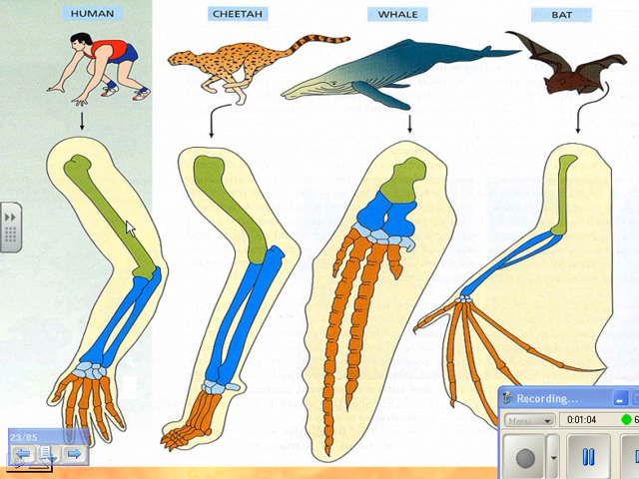Here's the bone, the humerus, and actually every one of them has a humerus. Here's the radius and the ulna, and here they are for the whale and the cheetah and the human. The wrist bones are the carpals in light blue. They're actually in every single one. And look at the fingers, the metacarpals and then the phalanges, the fingers. You have them here and here and here.